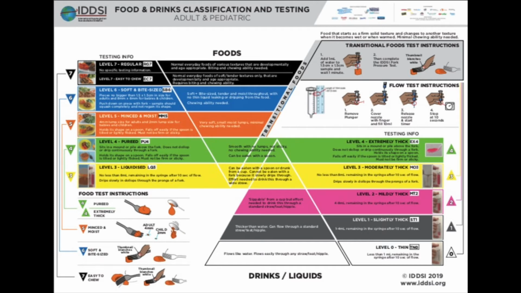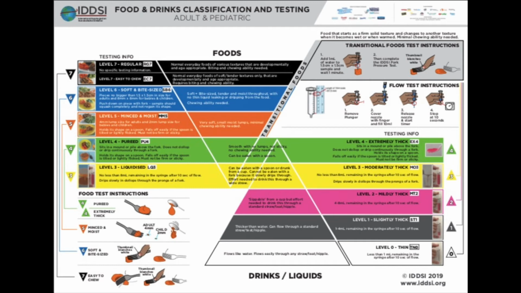For level 4, which is extremely thick consistency, in this level, the material will sit in a mound or pile above the fork. It does not dollop or drip continuously through a fork. It holds its shape on a spoon, and it falls off easily if the spoon is tilted or lightly flicked. It must not be firm or sticky. This level is again the same as level 4 pureed. So for this level, the liquid or drink will not have any lumps, it won't be sticky, you won't need to chew it, and it can be eaten with a spoon.